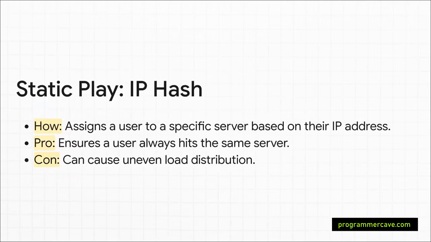Next up in the static playbook is IP hash. This one is pretty clever. It takes the user's IP address, runs it through a mathematical function to create a unique hash, and then uses that hash to pick a server. The result? That user will always be sent to the exact same server every single time they make a request.